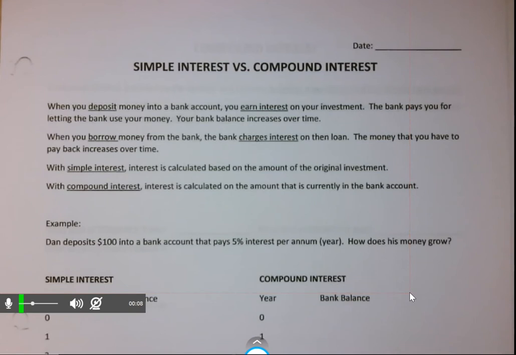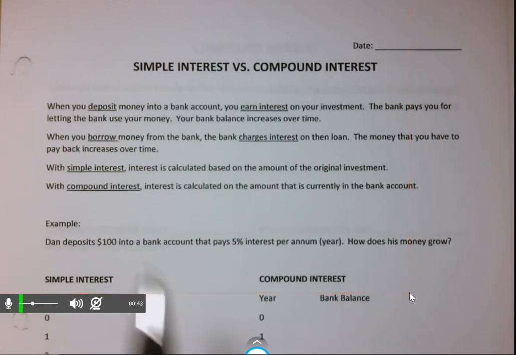Today's video has to do with putting money in the bank, and there are different ways to earn interest when you put money in the bank. When we put money in the bank, the bank uses our money for other things. In return for us keeping our money with the bank, they give us some money on top of that. That's called interest. If we borrow money from the bank, because we want to buy something and we don't have the money, the bank will charge us interest.